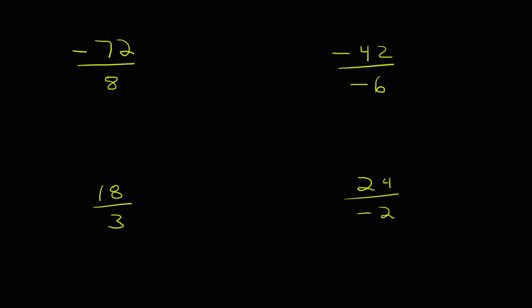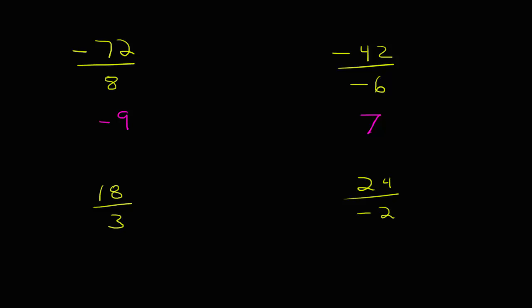72 divided by 8 is 9. The signs are different. The result will be negative 9. Negative 42 divided by negative 6: the signs in my division problem are the same. So just like with multiplication, when the signs are the same, the result is positive. Negative 42 divided by negative 6 will be 7.